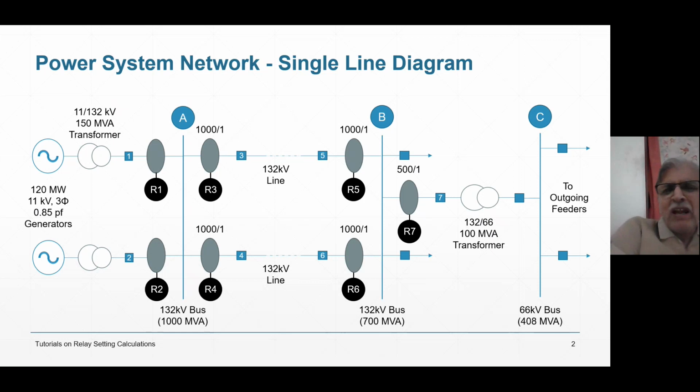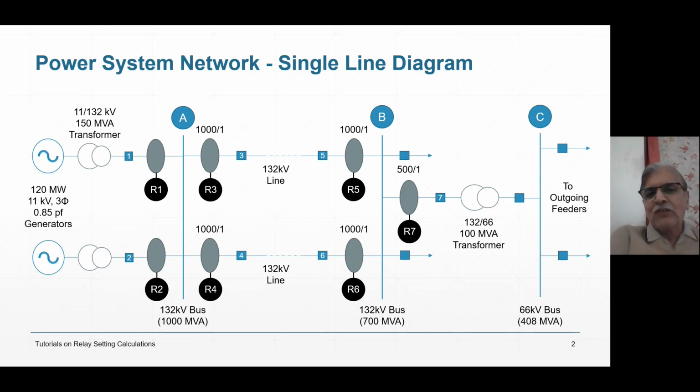That is, R5 and R6 are directional relays with the direction away from bus B, right? R1, R2, R3, R4, R7 need not be directional because if you take any fault, that is upper line AB, lower line AB or line BC, the fault current is not going to have two different directions. You see, the fault current is going to flow from left to right only.